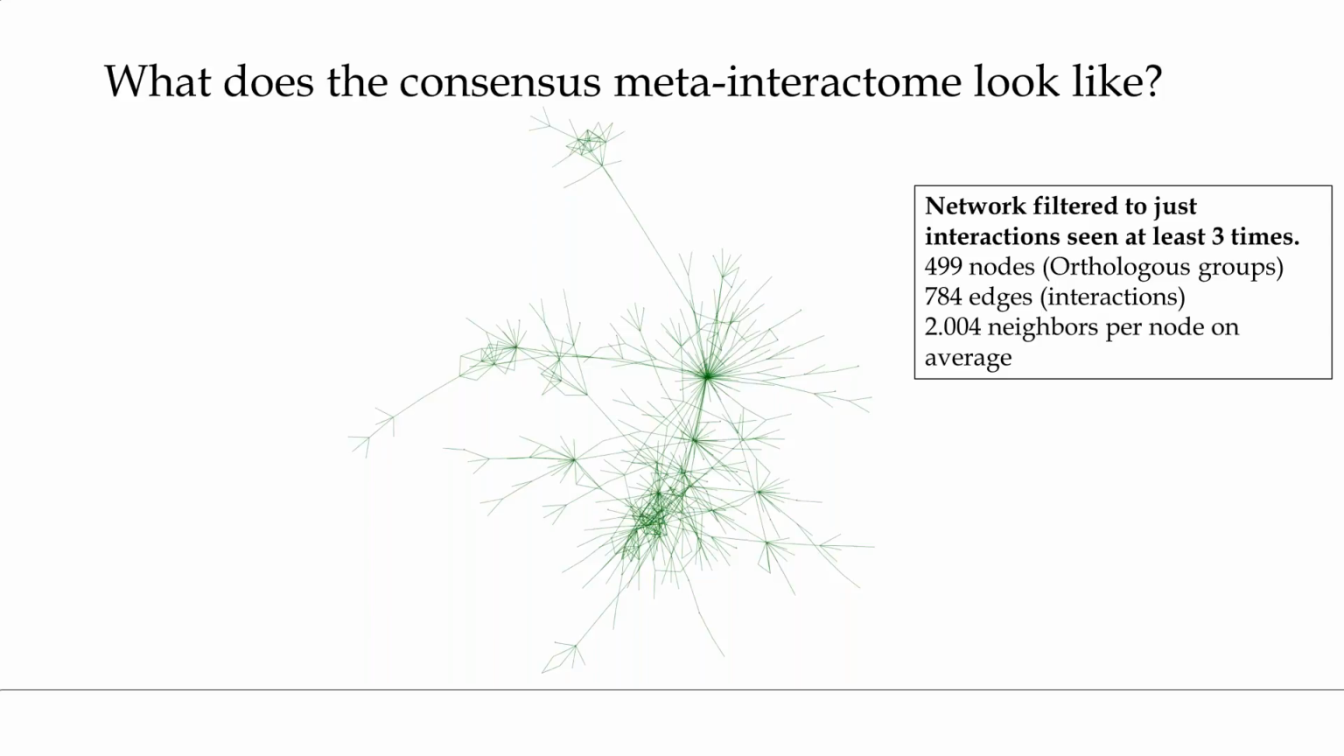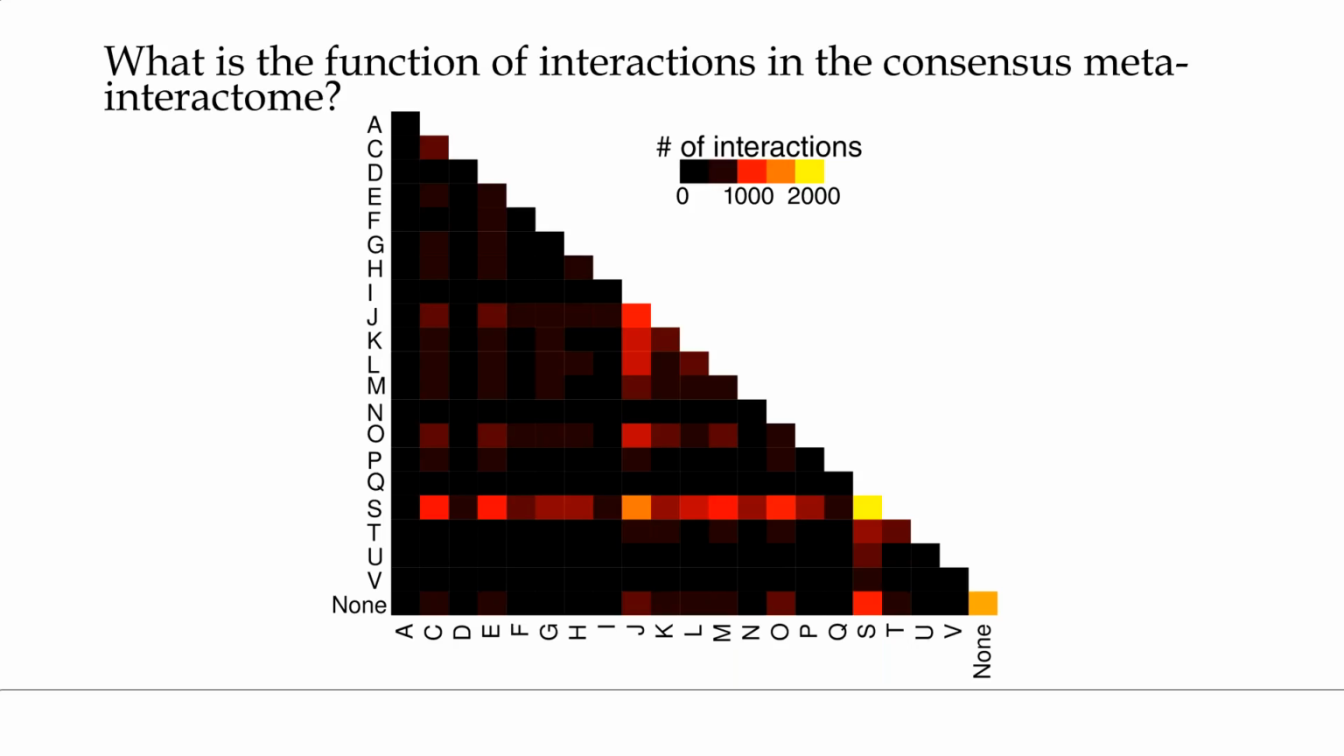And we can see that the function of interactions overall in that consensus meta-interactome seems to be enriched for proteins of unknown function, unsurprisingly. That is, proteins of unknown function don't make up a majority of the interactions in the network, but they do in fact make up very many of the interactions that we see by function. Now, some of this may be because proteins of unknown function end up being kind of a catch-all category for anything that we don't have function for, but we do see here at least that they also interact quite commonly with things like, in this case, category J, which is proteins involved in translation.